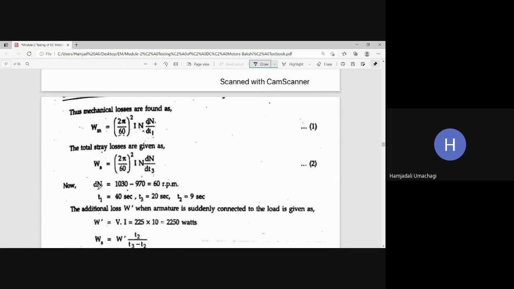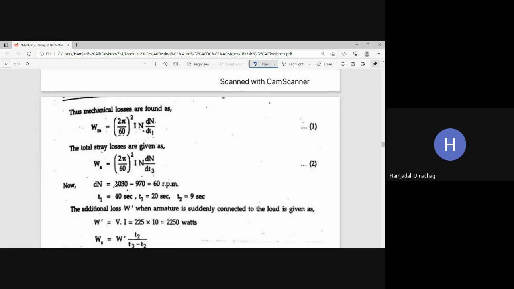This is the formula. This will come into picture only when we give the power supply to the field winding, only when we give the excitation. If there is excitation, then kinetic energy is used to overcome mechanical losses along with the iron losses. Such loss we call stray losses, written as Ws, which is equal to the same formula, (2 pi by 60) whole square I N, but now the time taken here is dN by dt3, because here we have given the excitation.